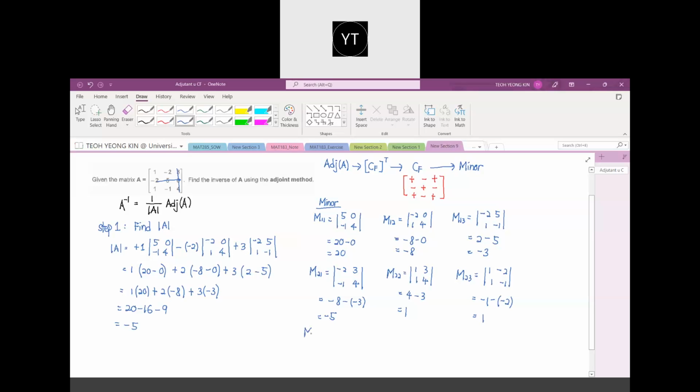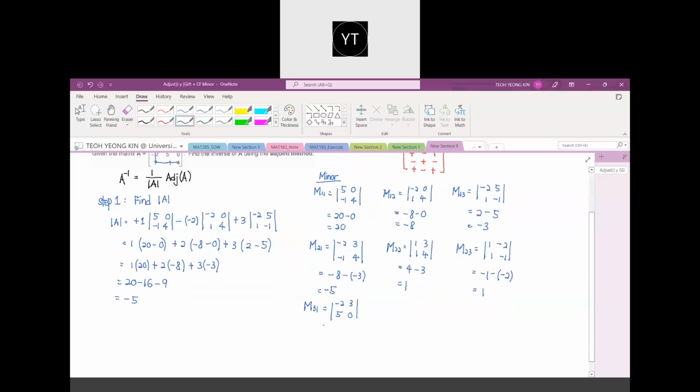Next, M31. Dia panjang sikit lah sebab kita kena kira satu persatu. We have to calculate one by one. That's why it feels so long. So 1, close for this one. Negative 2 and 3. Negative 2 and 3 is 5 and 0. So negative 2 times 0, 0. Minus 3 times 5, 15. So here we have negative 15.